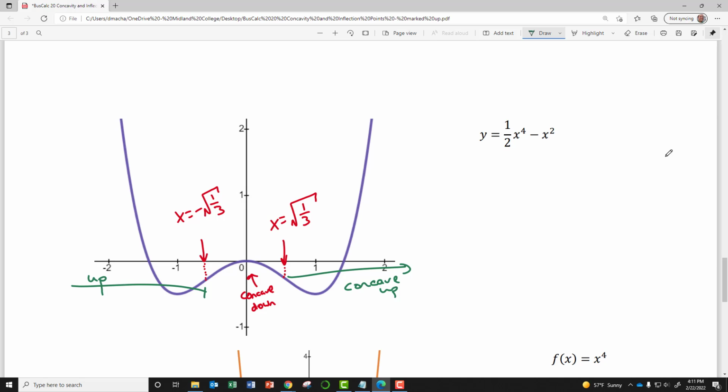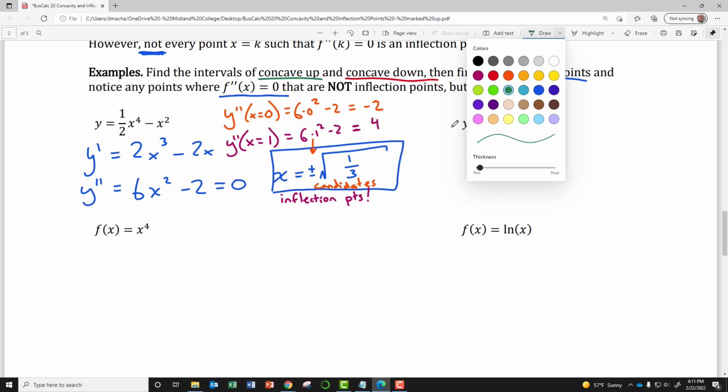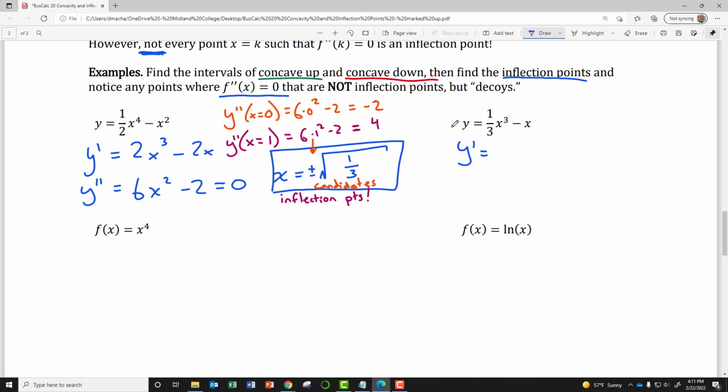Okay? Next example. Let's take a look at this one. y is equal to 1/3 x cubed minus x. Let's take the first derivative, and we find this is equal to x squared minus 1. The second derivative is 2x. So my candidate for my inflection point is going to be at x equal to 0, because that's what would make my second derivative 0. So let's try x equals 1 in the second derivative.